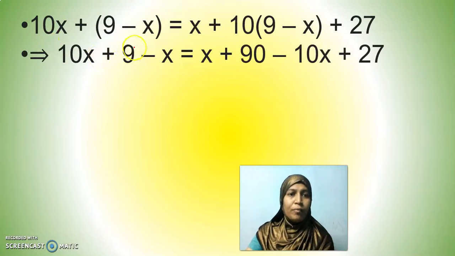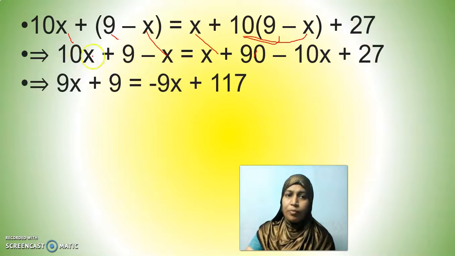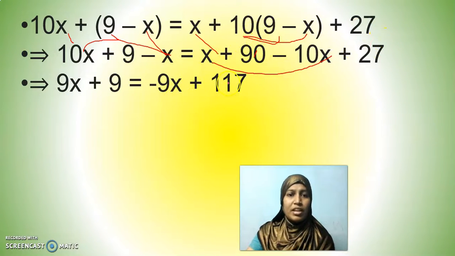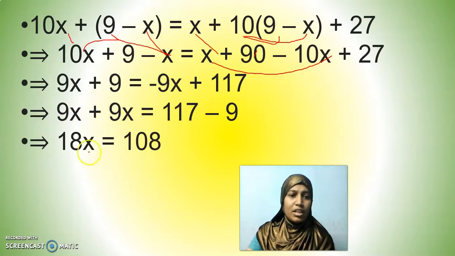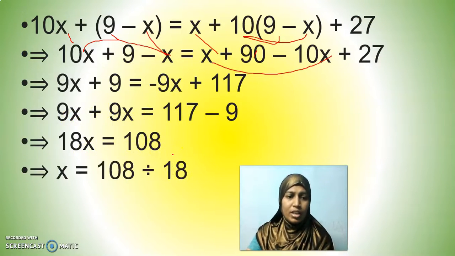Now you have to simplify. See, 10x as it is, 9 as it is, minus x as it is here. Then this is multiplied and written as 90. This again multiplied, 10x, 27. Now bring all the x together. 10x minus x is 9x. Here, 9 minus 10x is minus 9x. 90 plus 27 is 117. So bring all the x together, 9x plus 9x, which is equal to 117. 18x is equal to 108. So x is equal to 108 divided by 18. x is equal to 6.